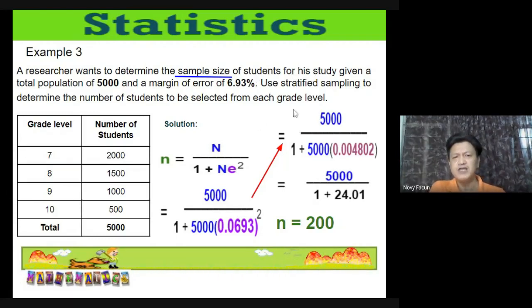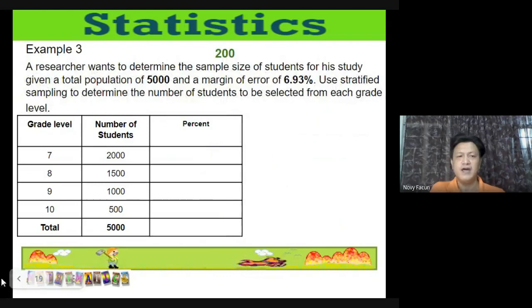And then, pwede mo na siyang magamit, yung sample size, to determine the number of students to be selected sa bawat grade level na 'to, from grade 7 to grade 10. Okay, since we already know the sample size, yun yung 200, kailangan na nating hanapin muna yung percent ng bawat grade level. Paano natin aalamin? Just simply, i-divide lang natin by grade level to the total population.